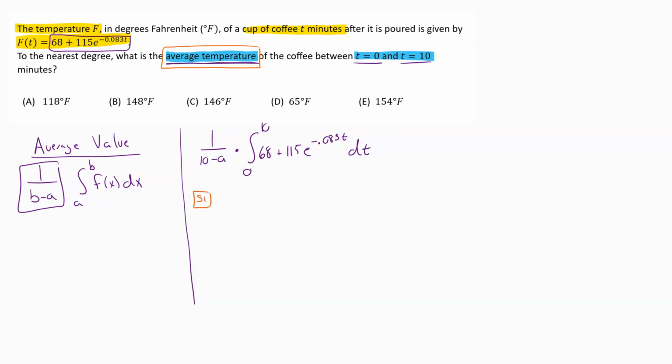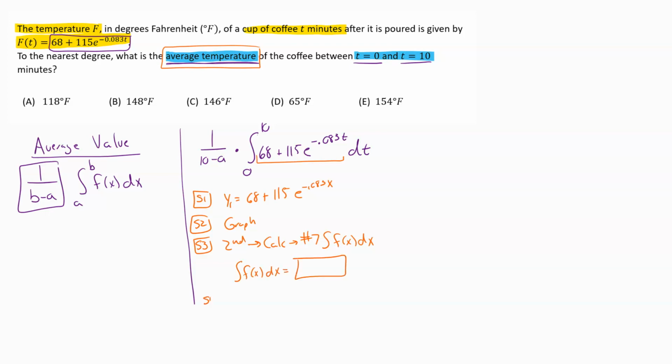So to do this in the calculator, I'm going to put this equation into y1 on the calculator. And I'll put an X in there instead of T. Whenever you're graphing, you always want to use an X in there. Then step 2 is I'm going to graph this. And then I'm going to do a second calc. And inside the calc menu, I'm going to choose the number 7 option, which is integral of f of x dx. It'll ask me a series of questions. I'll answer them. And then at the bottom of the screen, it's going to tell me that the integral of f of x dx equals some number. And then the last thing that I'll do is I will multiply that by 1 over 10 minus 0. So 1 over 10 times that answer right there. And that will end up giving us our final answer for this problem.